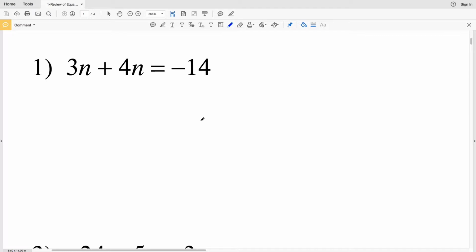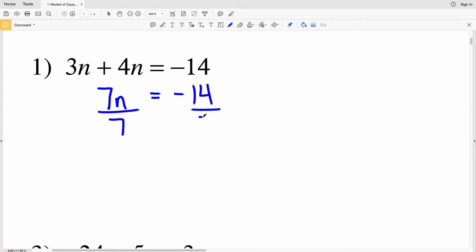Number 1, 3n plus 4n equals negative 14. In order to solve for this equation, we need to solve for what the value of n is equal to. 3n and 4n are like terms, so we can combine them together. 3n plus 4n is going to give us 7n, and that's going to be equal to negative 14. Now, in order to solve for n, we have to isolate it. What we're going to do is divide both sides by 7.